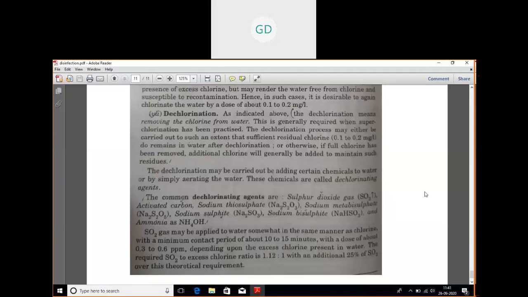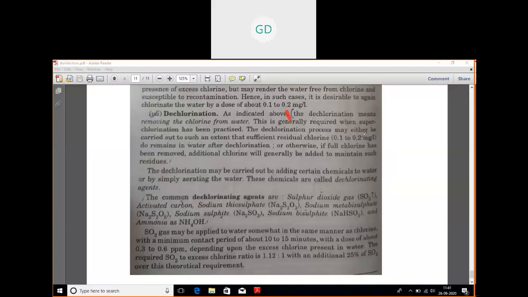For that you have to do dechlorination. The last step is dechlorination. It is the removal of chlorine. Dechlorination means removing the chlorine from water. This is generally required when superchlorination has been practiced, because in superchlorination you have added an excessive amount of chlorine to the water, so you need to remove that chlorine.